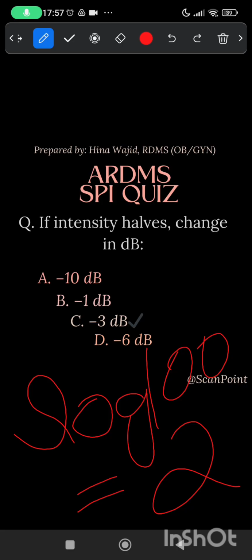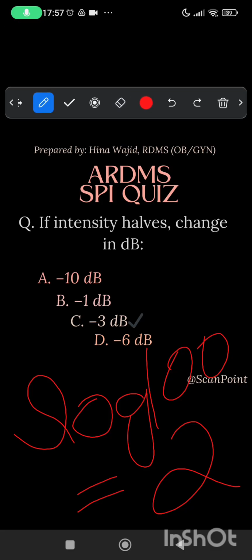And if it is 1 by 100, that is 10 raised to power minus 2. Log of 1 by 100 is minus 2. Log of 1 by 1000 is minus 3. So that's how we can calculate the change.